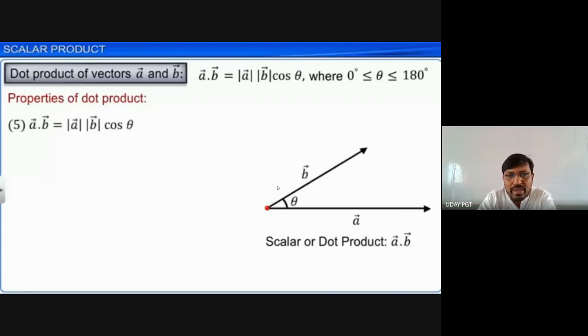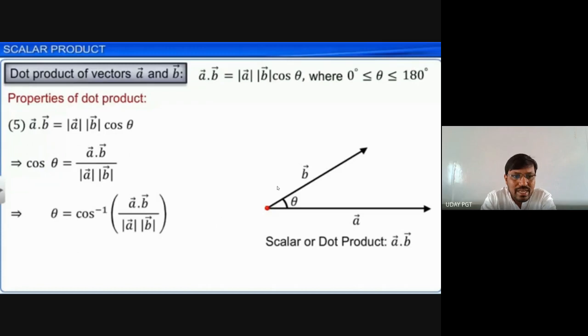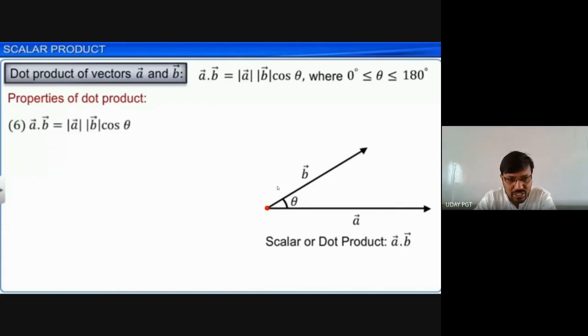So the fifth property is a bar dot b bar is equal to magnitude of a bar into magnitude of b bar into cos theta. So cos theta can be found out, meaning the angle between the two vectors can be found out by using the dot product. And how do we find out the dot product of the two vectors? We learn it.